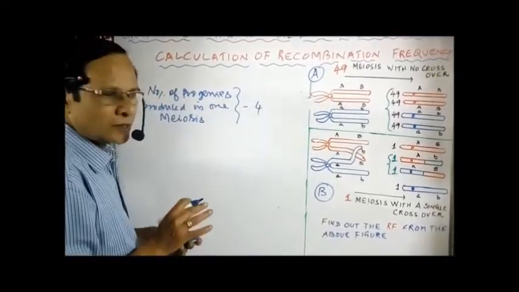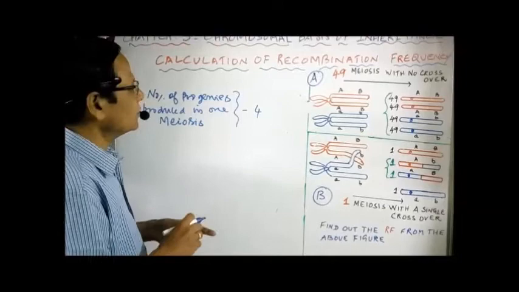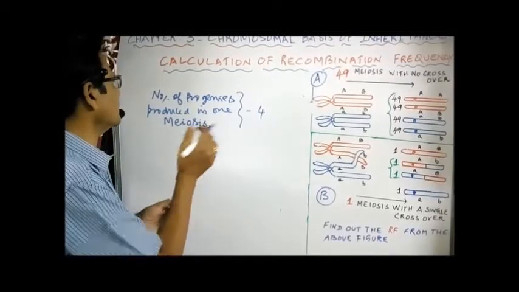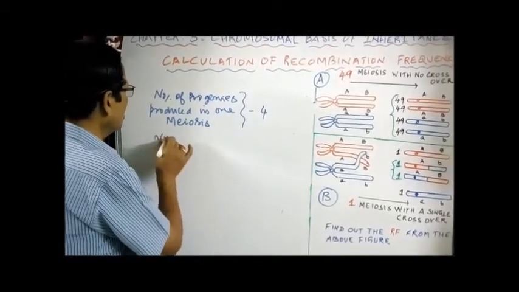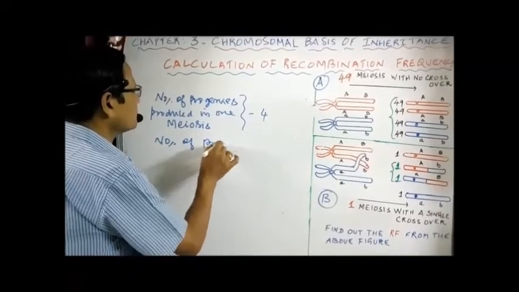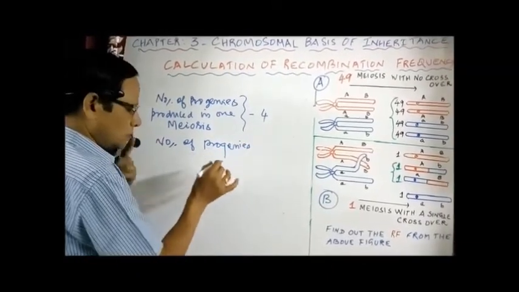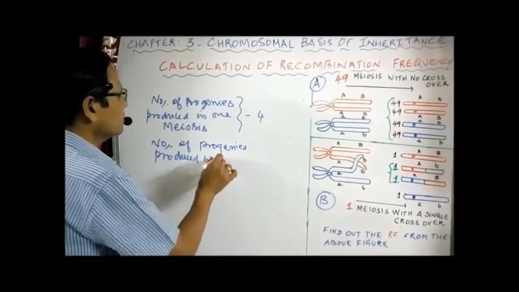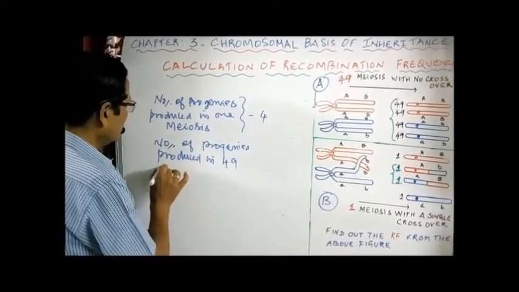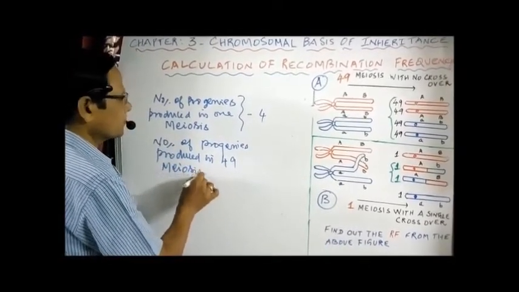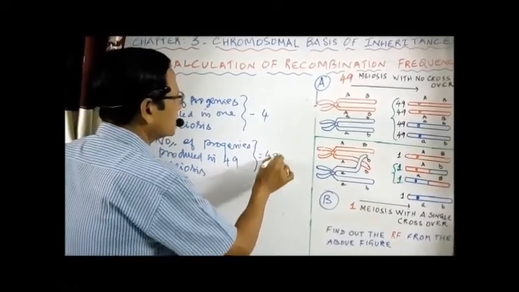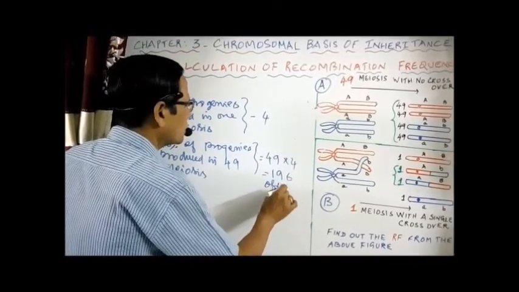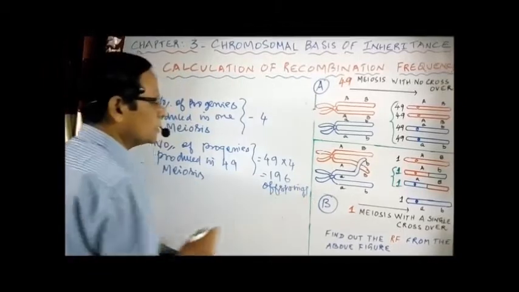Like that, here we have to consider 49 meiotic divisions. In each division we have produced 4 progenies. Now the next one, the number of progenies produced in 49 meiotic divisions, 49 meiosis, is equal to 49 into 4. So we are getting 196 offsprings. 196 offsprings. This is number 1.